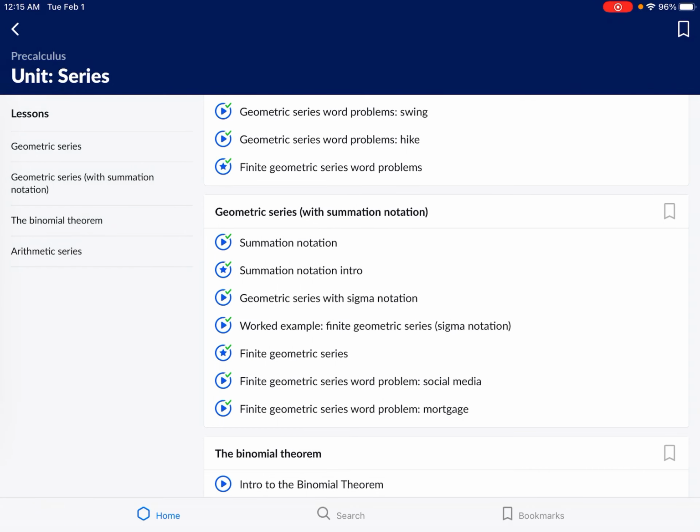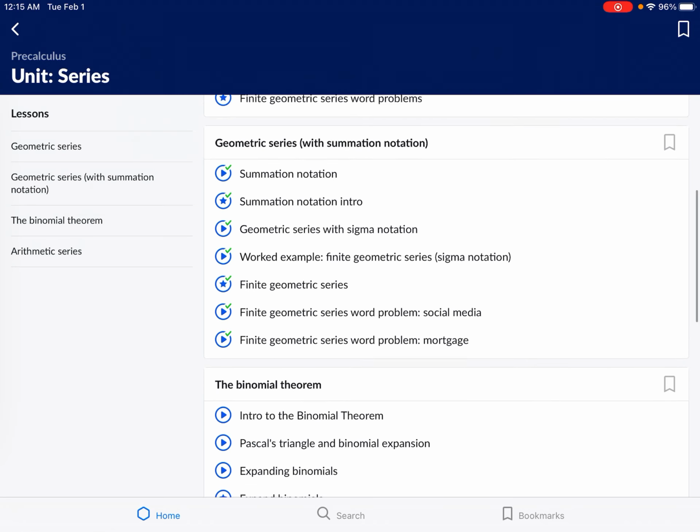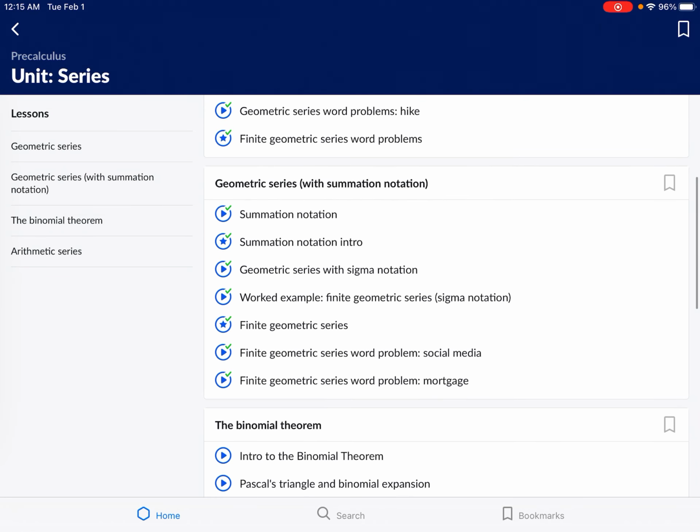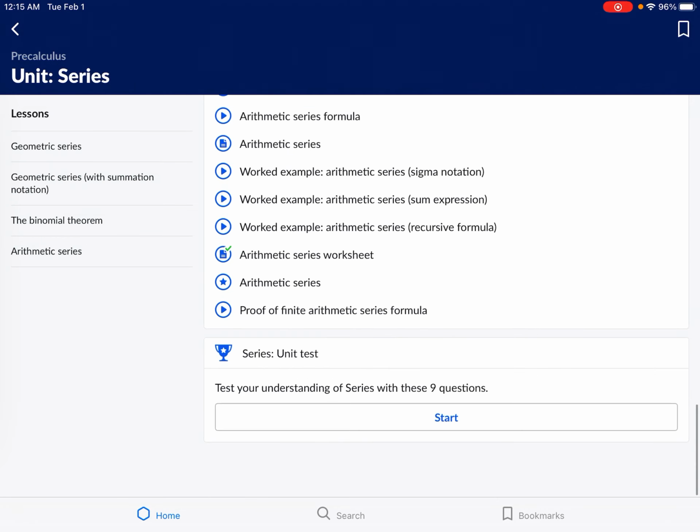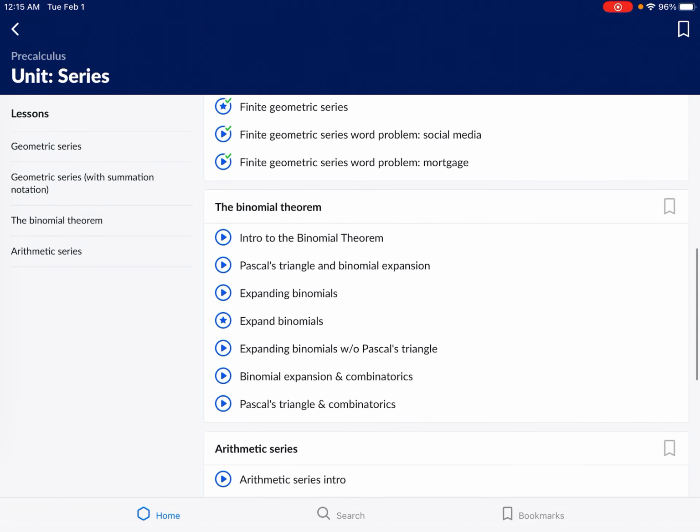Alright. That is quiz, quote-unquote, quiz number 2 of unit number 9. 2 more quizzes left.